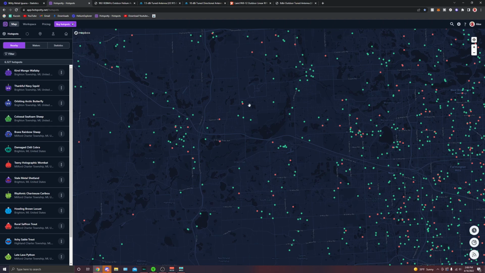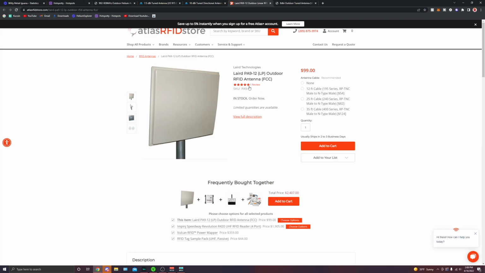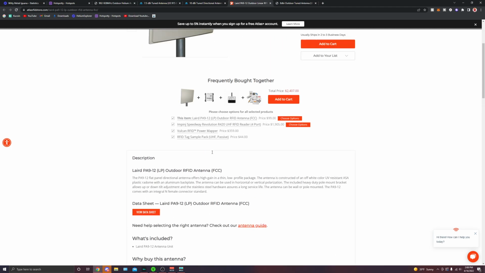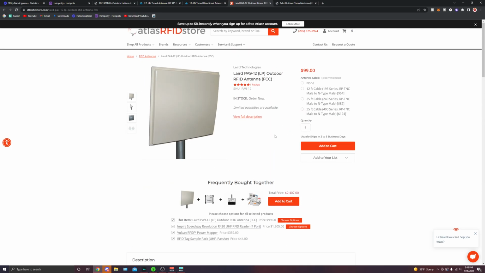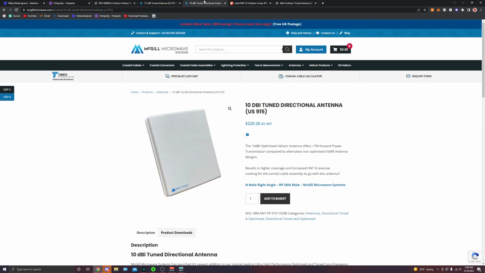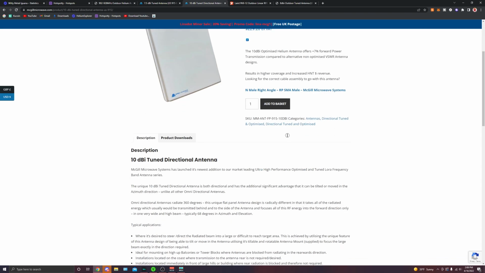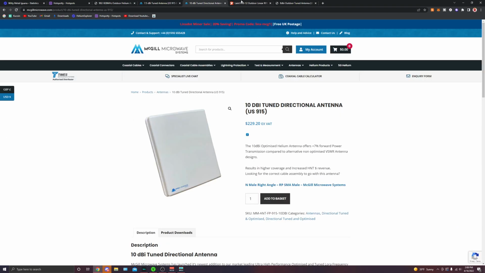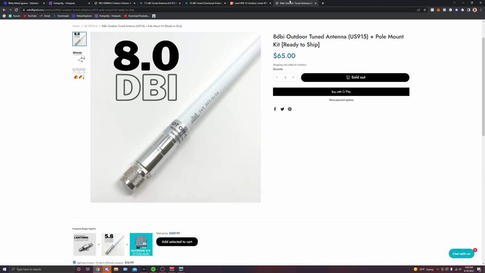So this right here is a 12 dBi directional antenna for $99. It's not tuned, it's just a 12 dBi directional antenna. It's not made for Helium. Like if you go to McGill, this is a 10 dBi tuned directional antenna, but it's $229. So I would like to test these two and see how well they do.